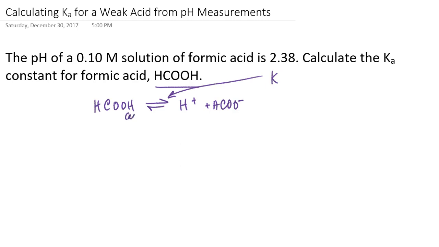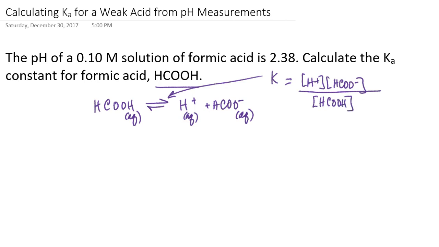So again, assuming we have an aqueous solution of formic acid, and the dissociation occurs partially to give us some hydrogen ion in aqueous solution and some formate ion in aqueous solution, this equilibrium constant can be written as such: the hydrogen ion concentration times the formate ion concentration divided by the concentration of the formic acid, again, all at equilibrium.